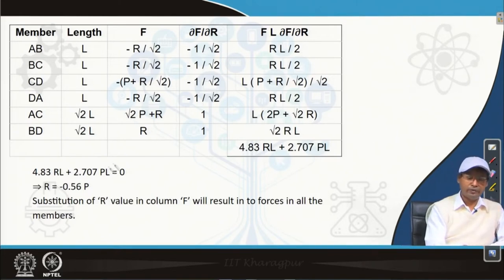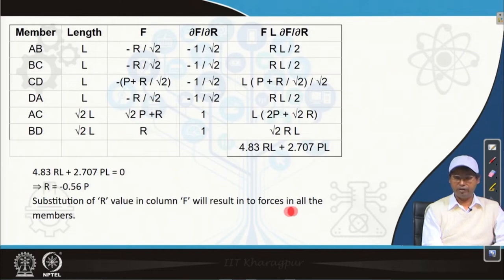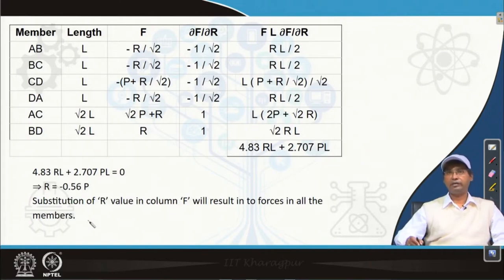So, the redundant force is first found out, that is minus 0.56 P. We assumed tension, it has become compression because it is minus. So, substituting the R value in column F will result in the forces in all the members. Hope you will complete this problem. Let us proceed to the next problem to solve.